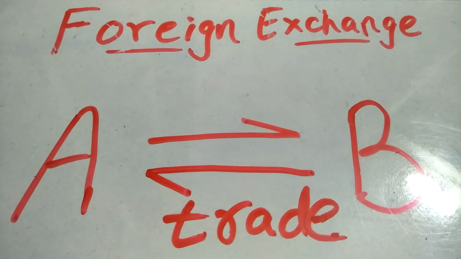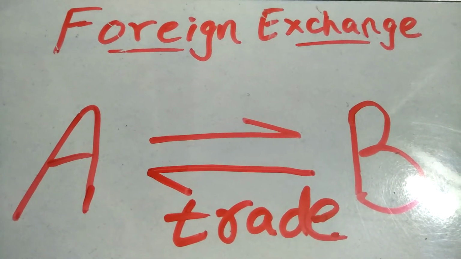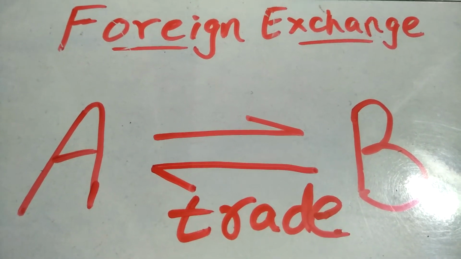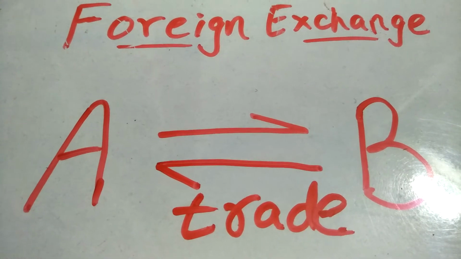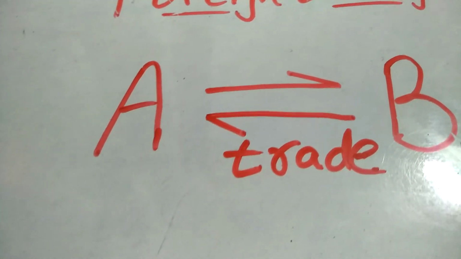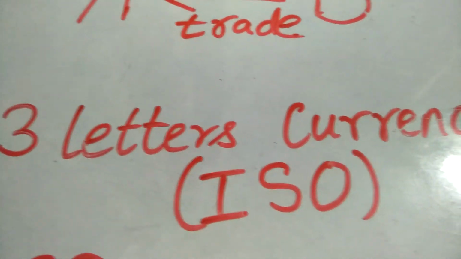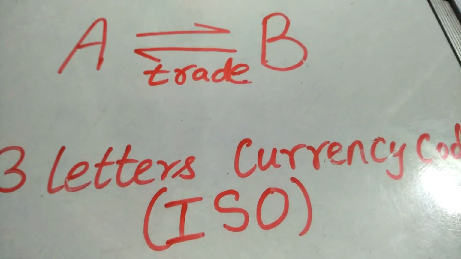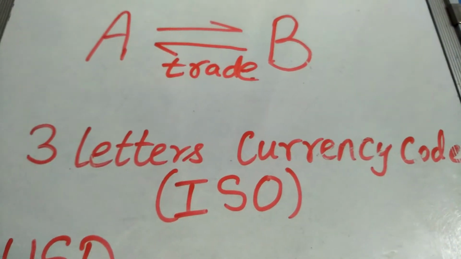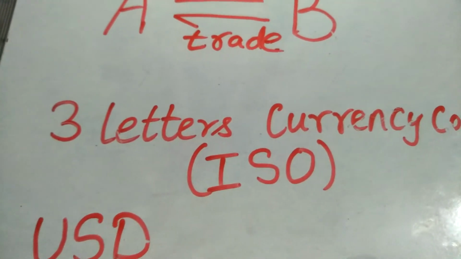Now, to facilitate international trade, every country's currency has been assigned some standard value and some standard names. That job of assigning standard values and names is done by the ISO, the International Standardization Organization. The ISO has given three-letter names to each of the currencies.